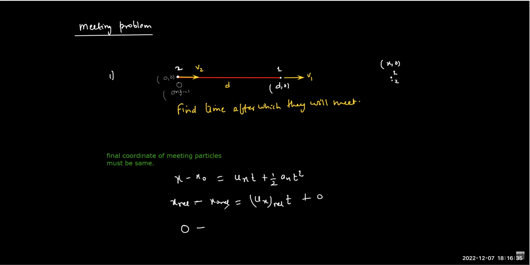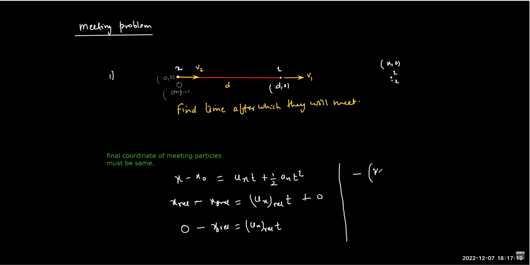Now we are left with only one term: x relative equals u x relative into t. We could have started from here itself, but I wanted to show you how it comes. Is this clear? Yes, it's x naught relative. Now x naught means what? Initial position. Relatively, so we have to add minus.